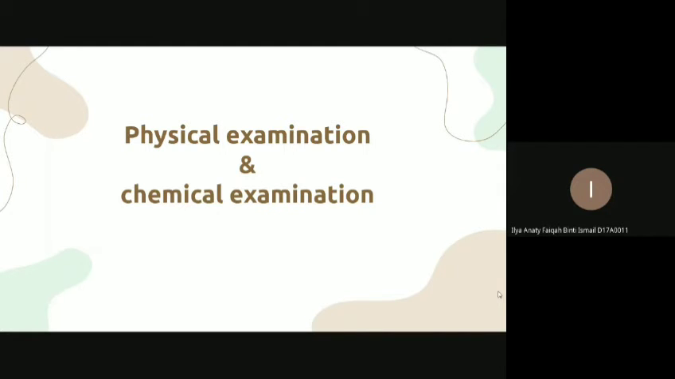For urinalysis, we can do physical examination, chemical examination, and microscopic examination. But today, I will be talking about physical examination and chemical examination only. For physical examination, we usually perform it by just using the naked eyes. There we can observe the color, odor, volume, and density. Of course, odor you have to smell it, right?